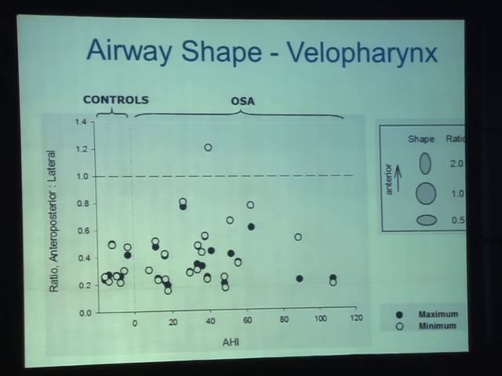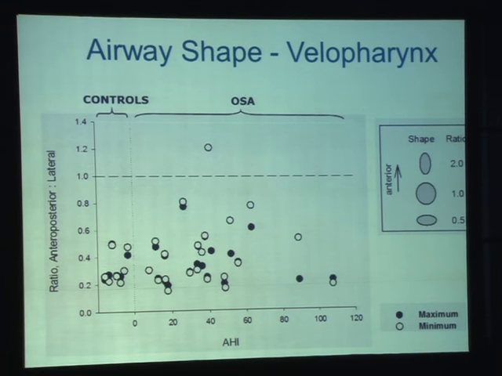This is putting some numbers now to all the individuals that we have scanned, looking at the ratio of the anterior-posterior to lateral dimensions, where if the airway was a circle, the ratio would be 1. If the airway is an AP-orientated ellipse, the ratio would be 2. And if it was a laterally orientated ellipse, the ratio would be 0.5. We can see that with all the controls, which are down here, the ratio is well below 1. But then so are the patients with sleep apnea.